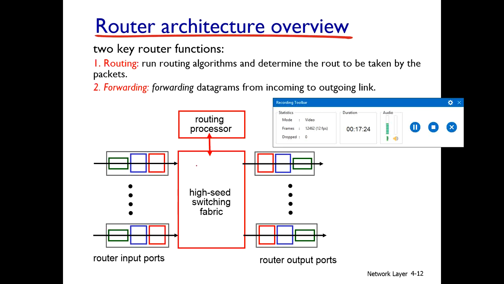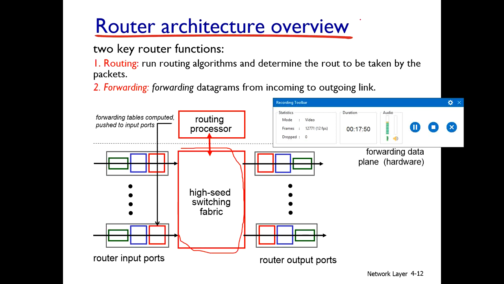If you see over here, this is the switching fabric at the center, then there is a routing processor, and then there are input ports and the output ports. So this is how the internal structure or the internal architecture of the router looks like. Let's understand the function of each part in detail.